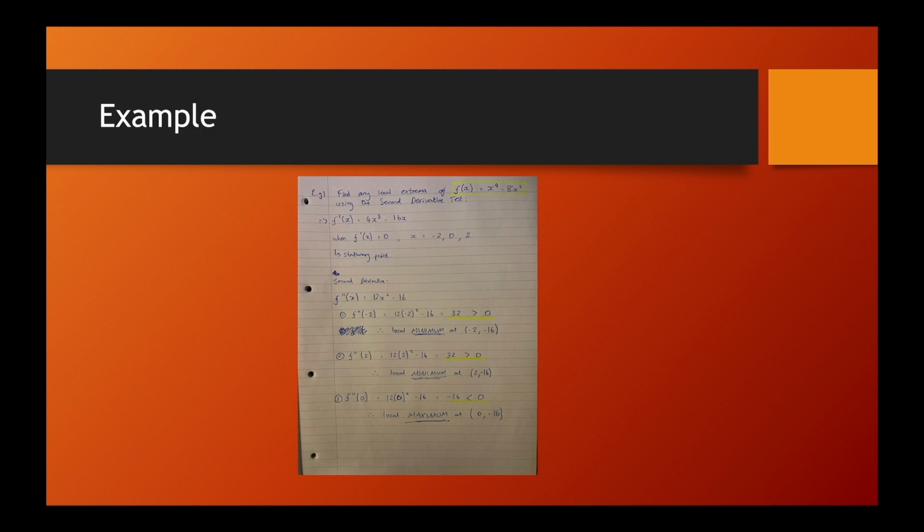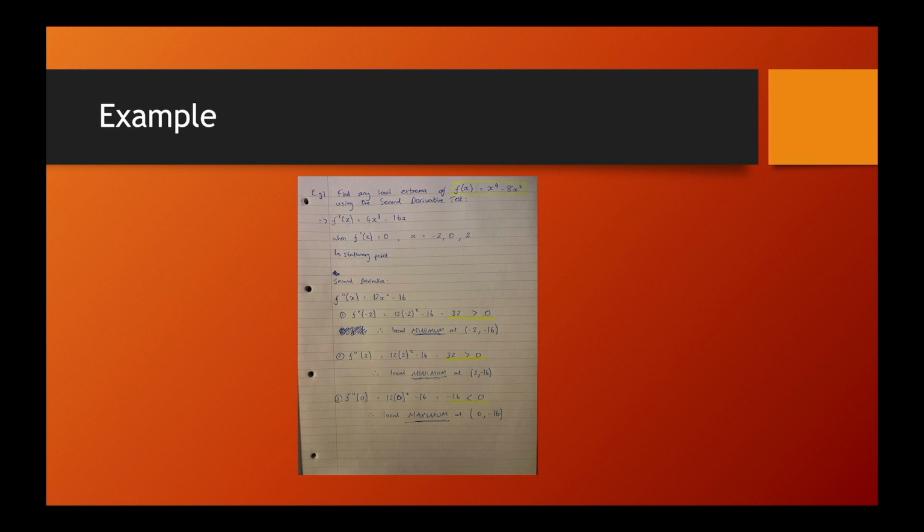Okay, so let's see it in action. We have a function, and we want to find any local extrema of that function using the second derivative test. We first find the first derivative of that function, and once we found it, we set that first derivative to 0, which is the stationary point. We then want to find what the values of x are that we can plug into that first derivative to get it equal to 0.